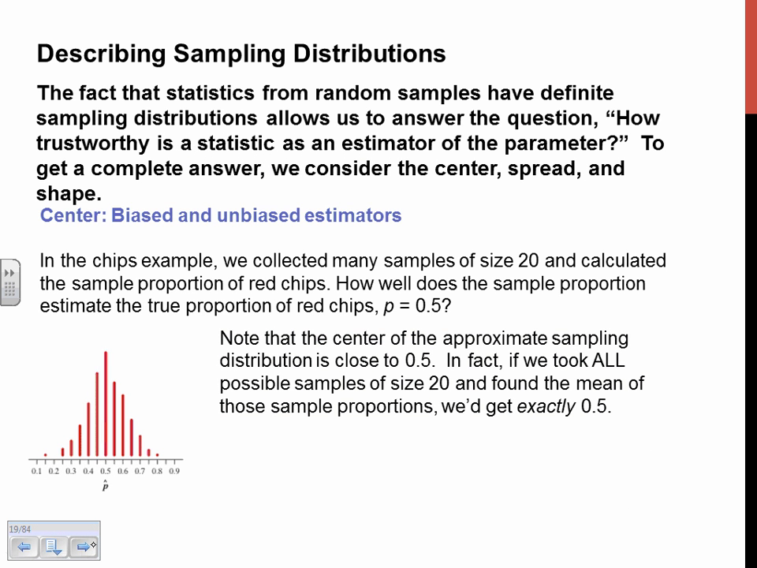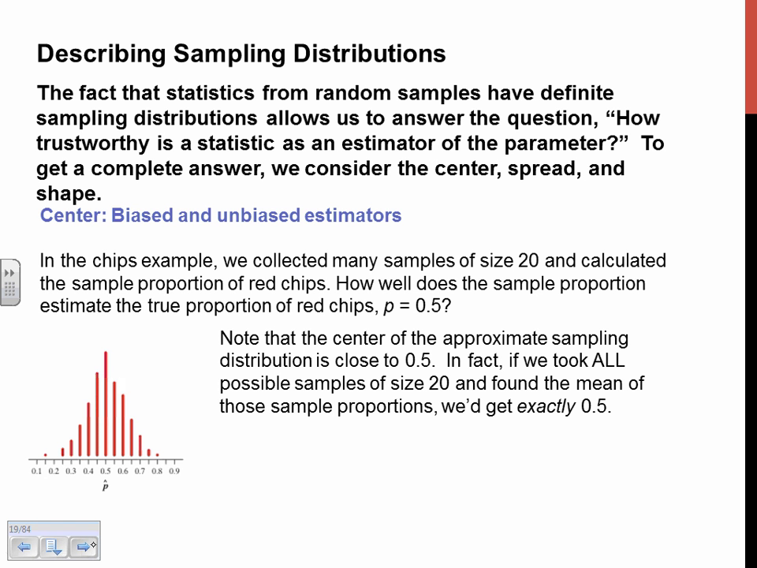Okay. So the fact that statistics from random samples have definite sampling distributions allows us to answer the question, how trustworthy is a statistic as an estimator of the parameter? To get a complete answer, we consider the center, the spread, and the shape. So we're going to talk about biased and unbiased estimators if we deal with center.